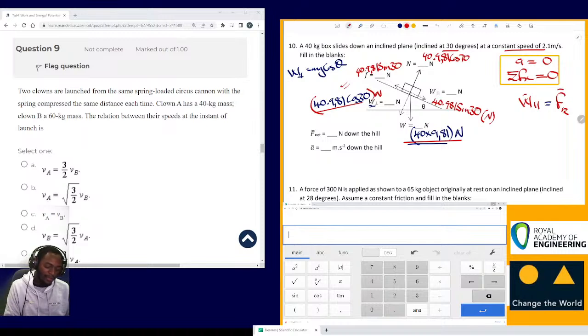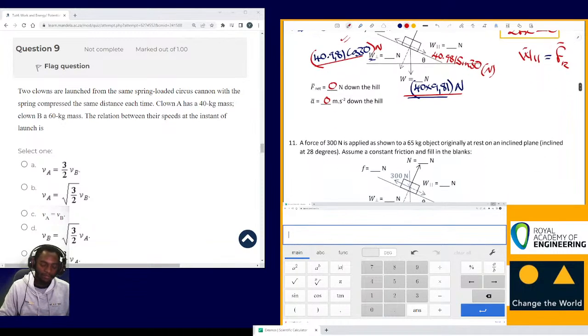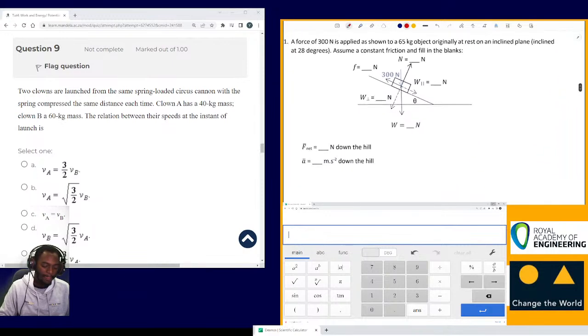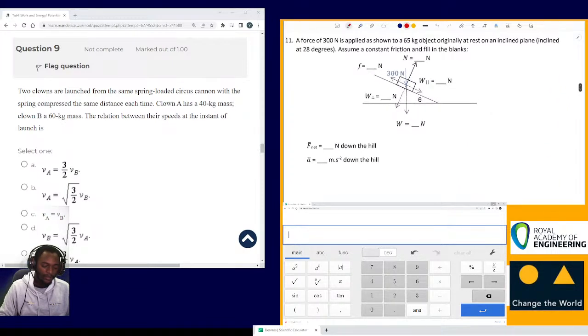So we are being asked the net force down the hill. We've already analyzed and said the summation of forces is 0, so it's going to be 0 Newton. And if the force is 0, we don't expect any acceleration according to Newton's law of motion. Right, so that is the case in this particular question. So you see, it's quite similar to the previous question that we looked at. Now coming to question 11.